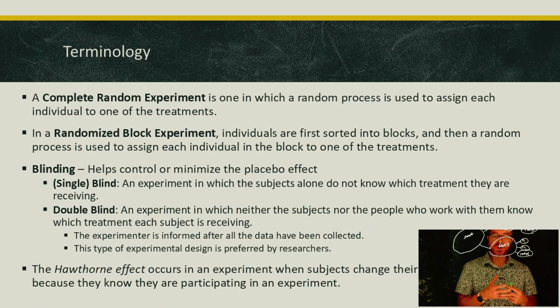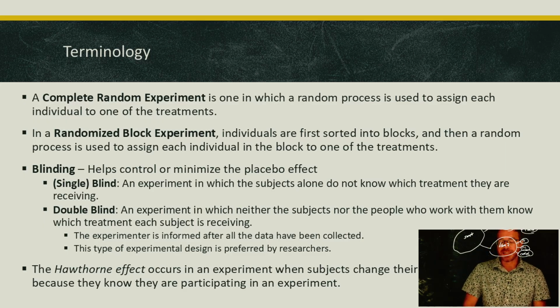Blinding helps us control or minimize the placebo effect. Now, there's two types of blind experiments. The first is a single blind experiment. This is an experiment in which the subjects alone do not know which treatment they are receiving, right? So for example, with this current example here, this person does not know whether they're getting treatment 1 or 2 or control. This one does not know if they're getting treatment 1 or 2 or control, and this group does not know if they're getting treatment 1, 2, or control. But the person who's administering the treatment does know which one they're getting.